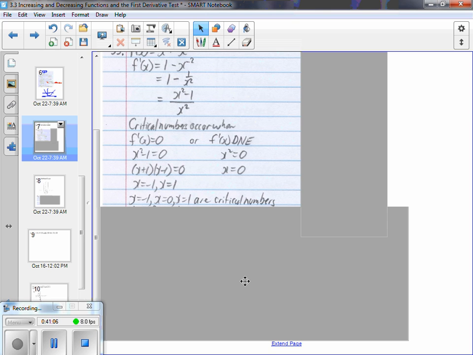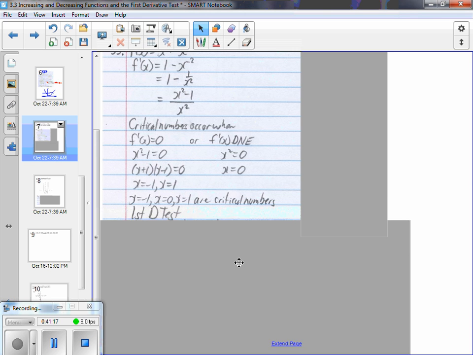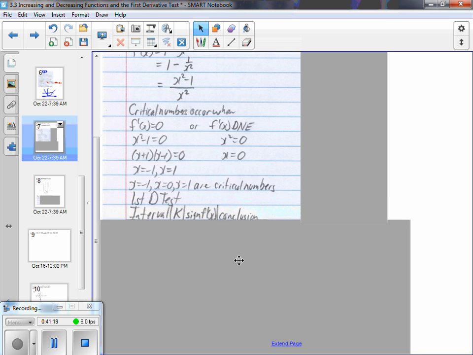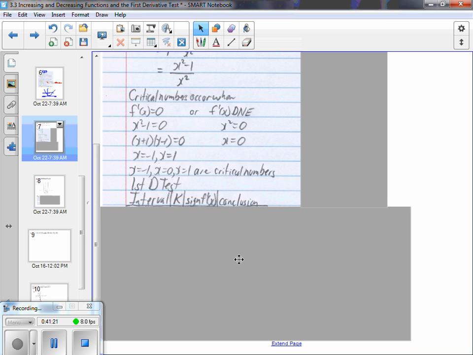And again, you don't have to line your critical numbers up from smallest to greatest, but I usually do because of what comes next. I need to make intervals, don't I? So in the first derivative test, I'm going to have interval for my first column, k for my second column, the sign of the derivative for my third, and then a conclusion for the fourth.